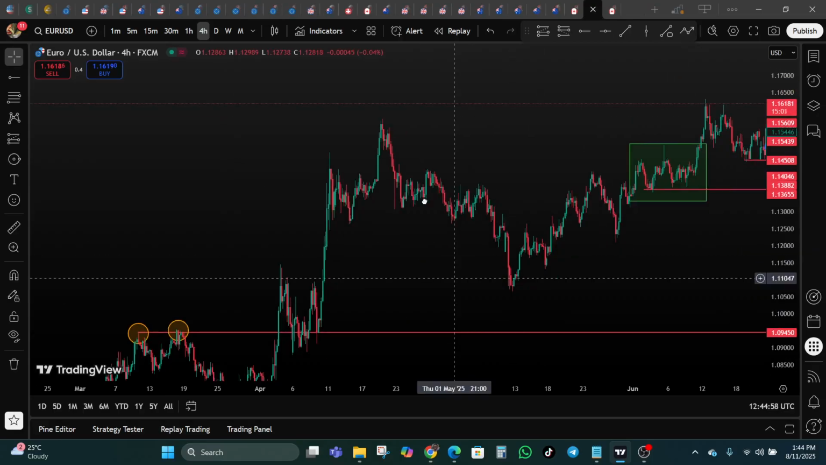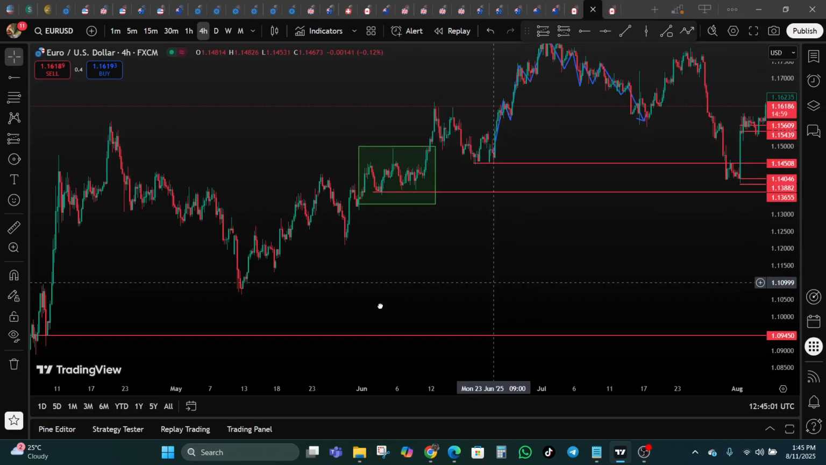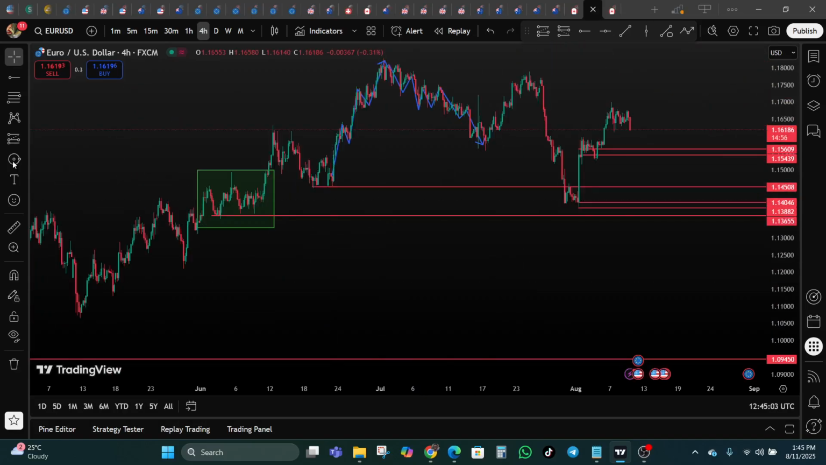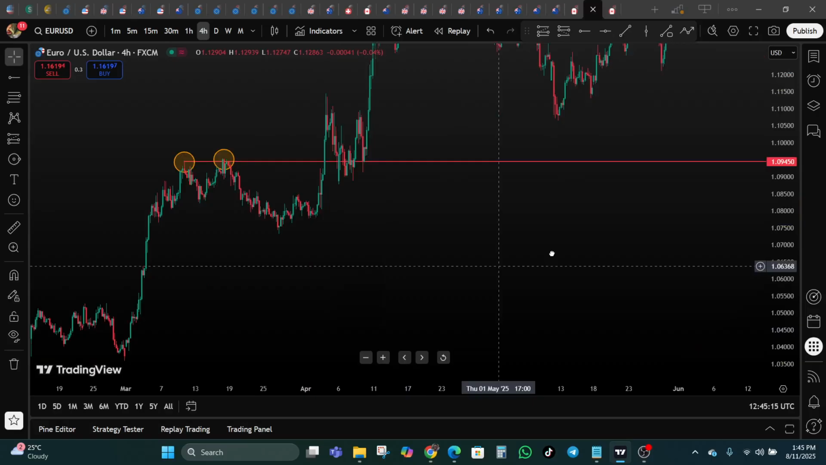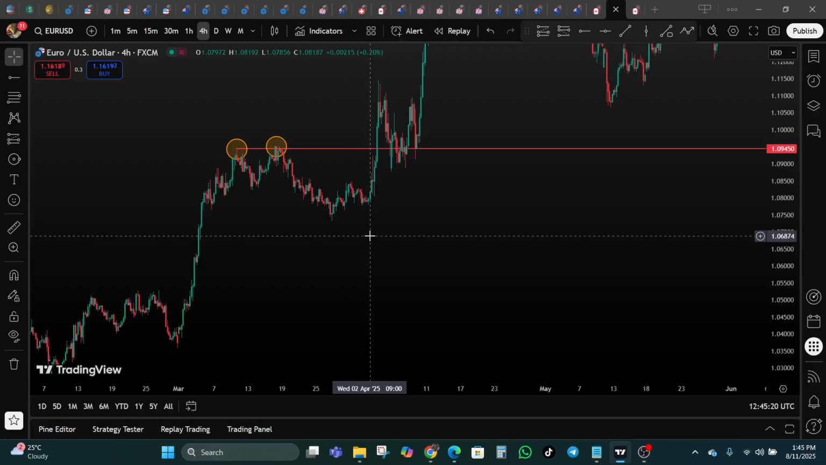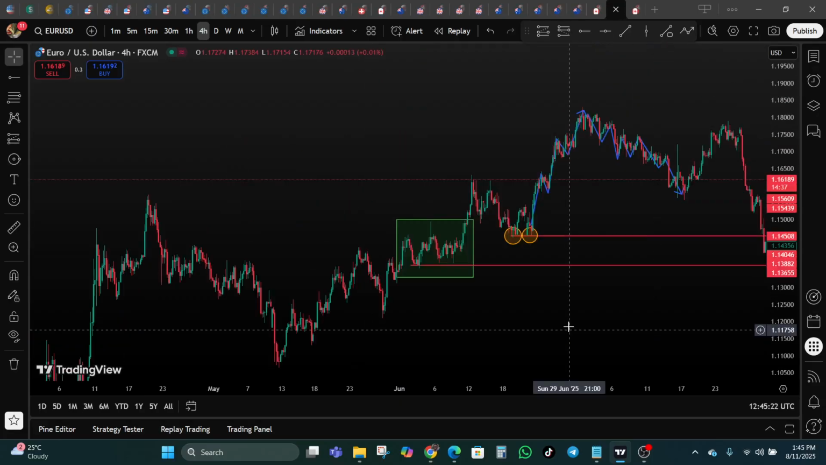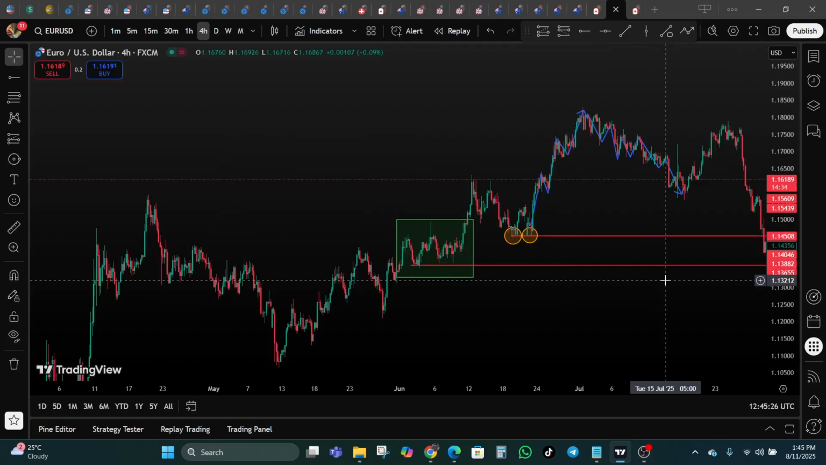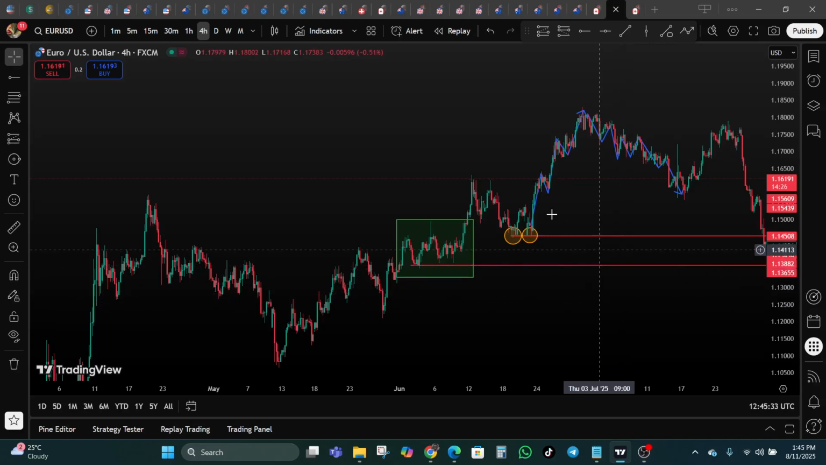Then a double bottom is just the opposite. In a situation whereby price gets to around the same support zone and gets rejected twice, that's called a double bottom. Now, that usually is a reversal pattern. You can see that after this double top, we had a reversal to the downside. After this double bottom, we had a reversal to the upside. So it's very easy to understand. Continuation patterns like flags and pennants show that the trend may continue.